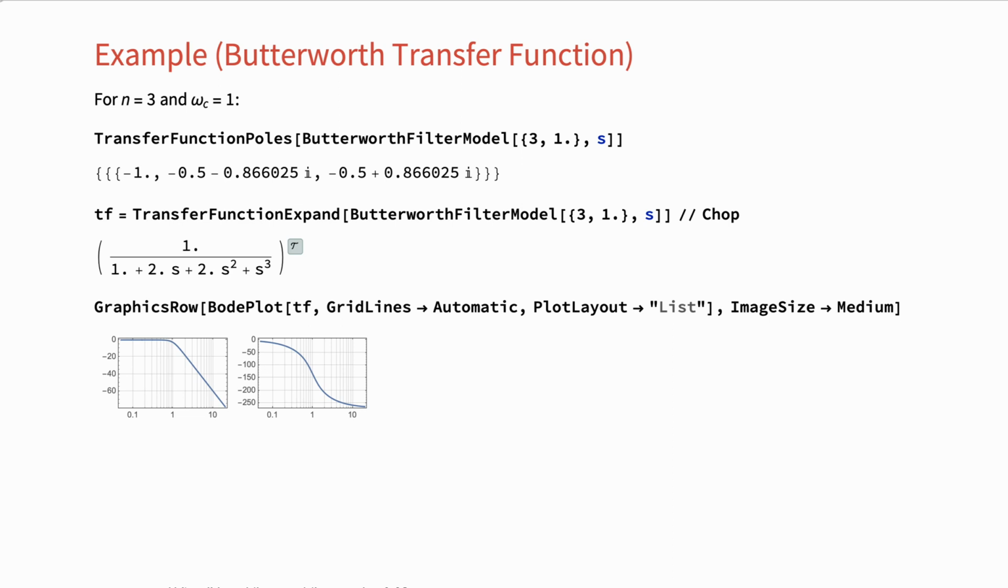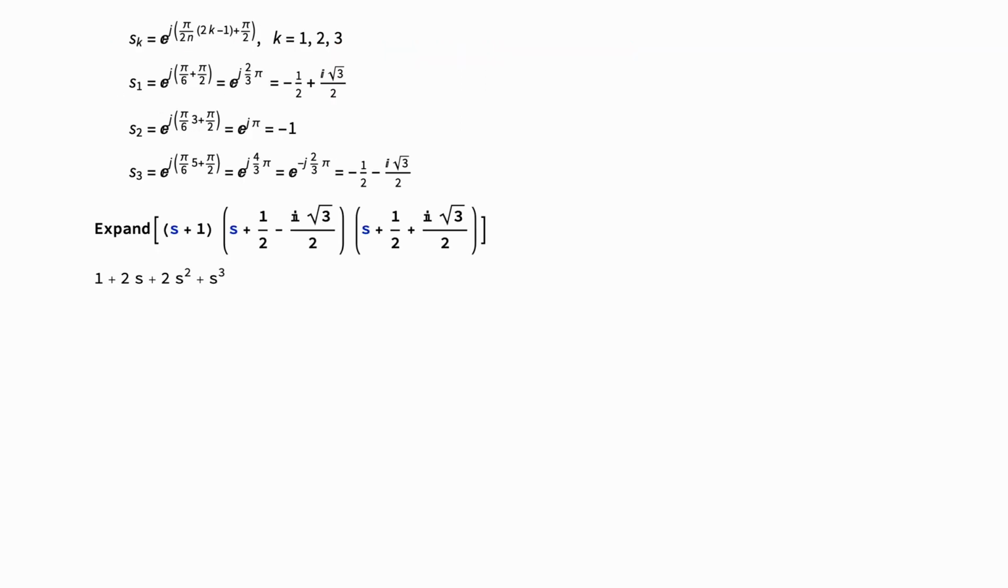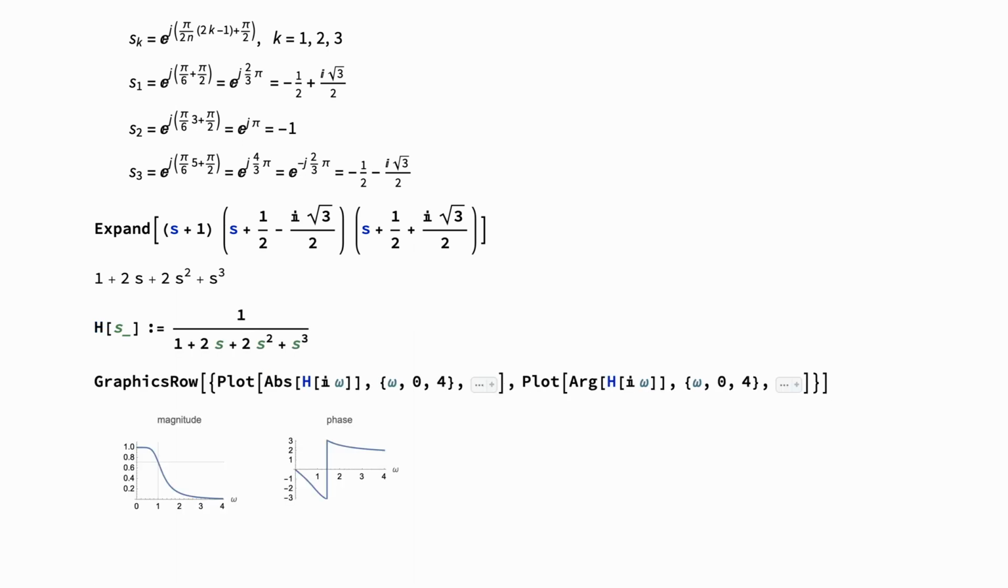Let's also look at the step-by-step solution. Using the formula for the poles, we can find each of the 3 poles. And using the values of the poles, we put together the Butterworth polynomial of order 3. And the Butterworth transfer function can be obtained as shown here. And the frequency response is shown here for the Butterworth filter of order 3.